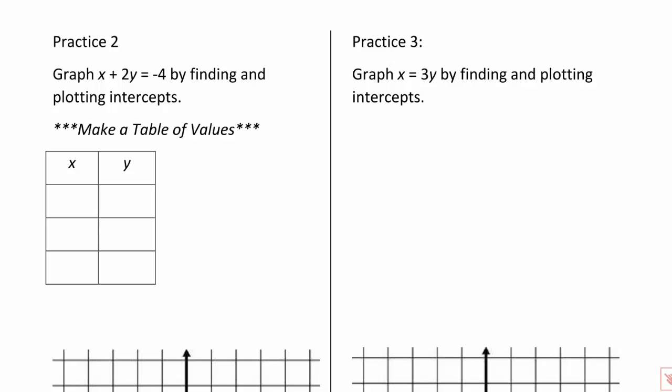We're going to look at Practice 2 now. It says graph x plus 2y equals negative 4 by finding and plotting intercepts. Make a table of values.